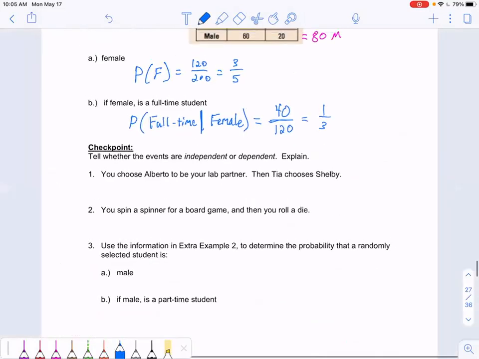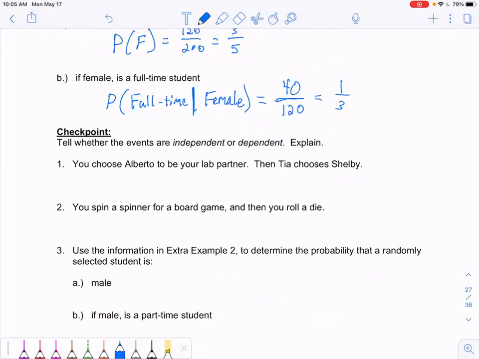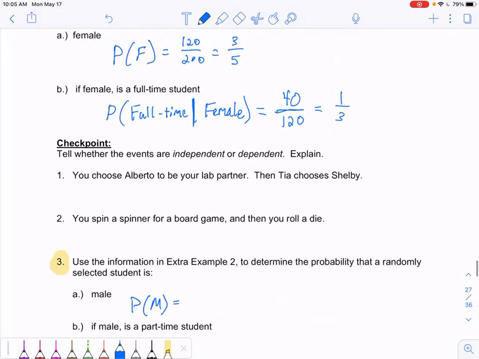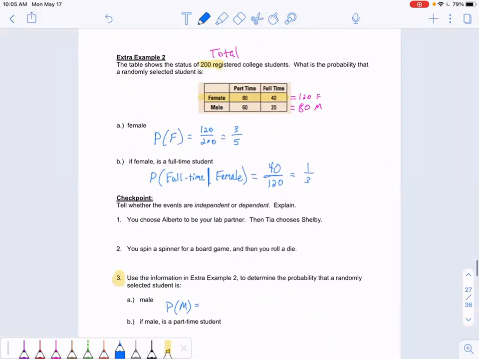Oh, this one right here. So we're going to look at number 3 right here because it uses the same chart as the above. So now we're going to look at the probability of a male. Michael, what's the probability of a male? Yeah, 80 out of 100, and that reduces to?